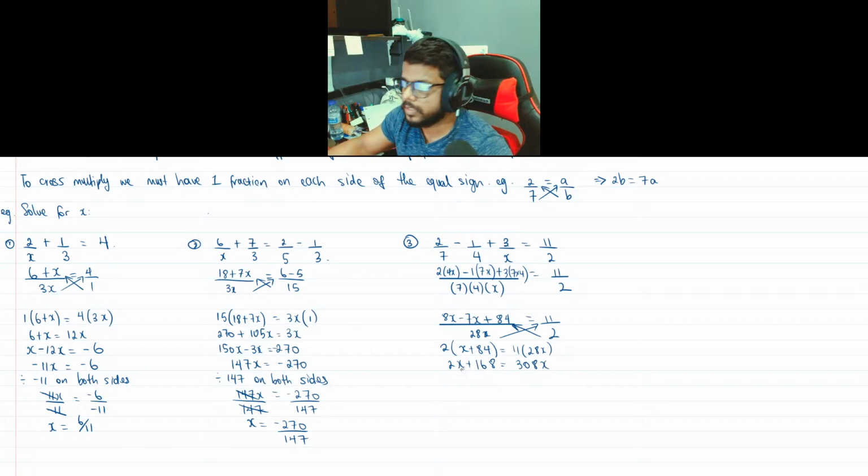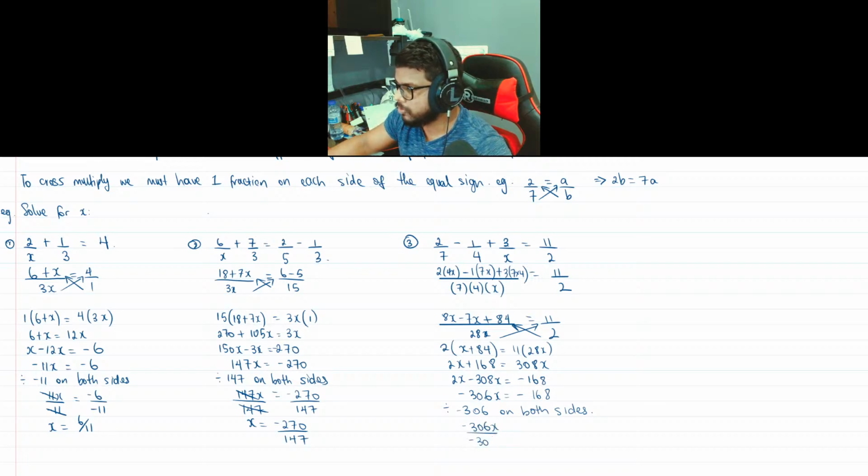Move the 308, move the 168. 2x take away 308x is minus 306x, sorry, is minus 168. I must divide by negative 306 on both sides. When I do that, I get minus 306x over minus 306 is minus 168 over minus 306. You go cancel with you all the time. A minus and a minus is a plus. 168 over 306.